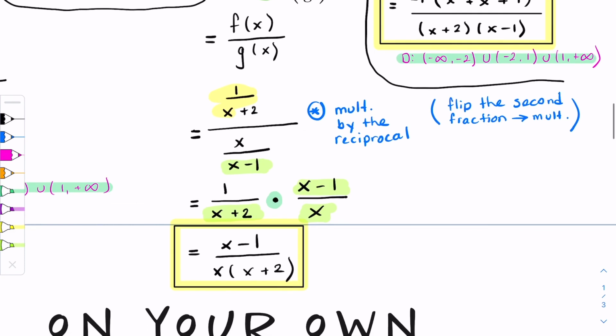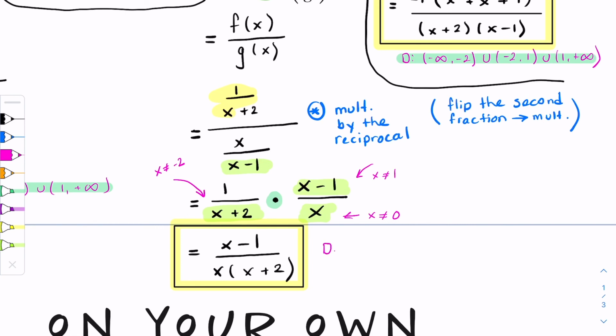That means I can see right here that x cannot equal negative 2. Right here, I can see that x cannot equal positive 1. And here, x cannot equal 0. Do not forget to include the original denominator of the second function.